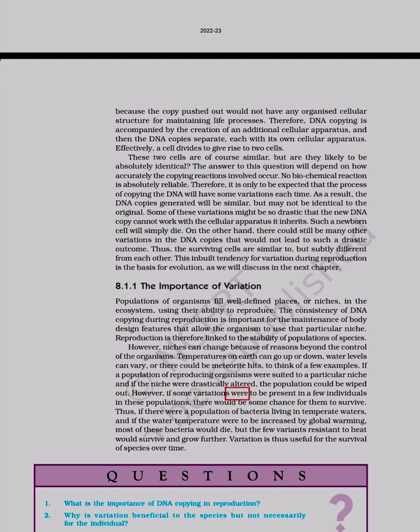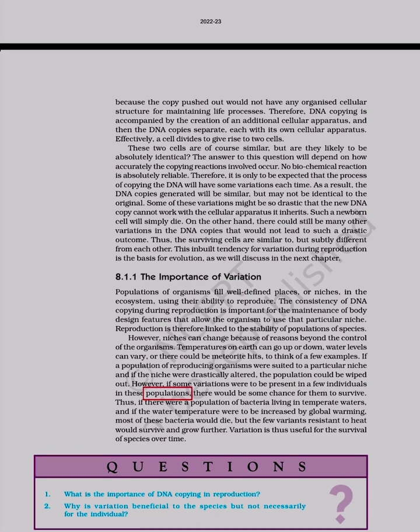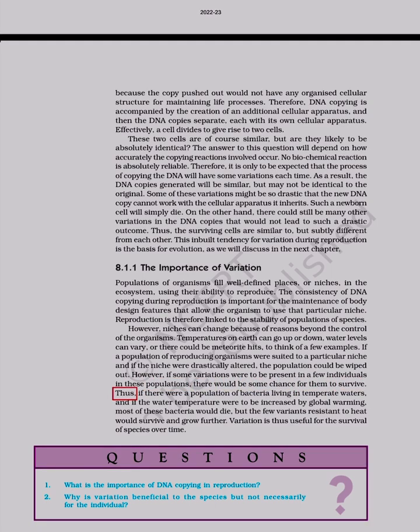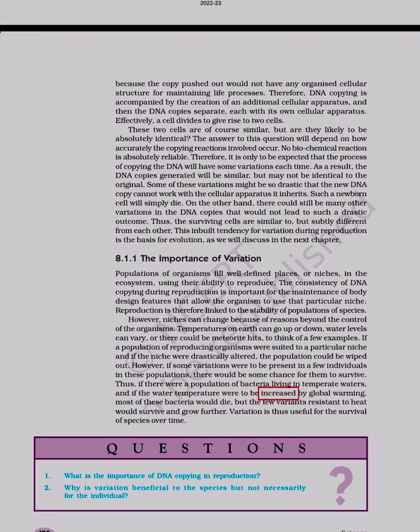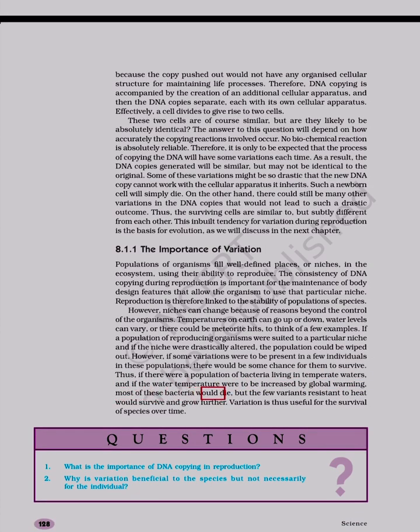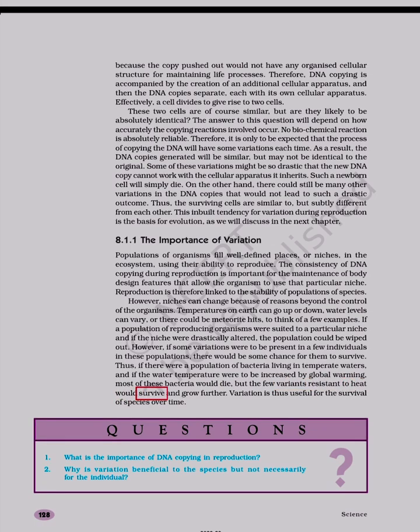However, if some variations were to be present in a few individuals in these populations, there would be some chance for them to survive. Thus, if there were a population of bacteria living in temperate waters, and if the water temperature were to be increased by global warming, most of these bacteria would die, but the few variants resistant to heat would survive and grow further.